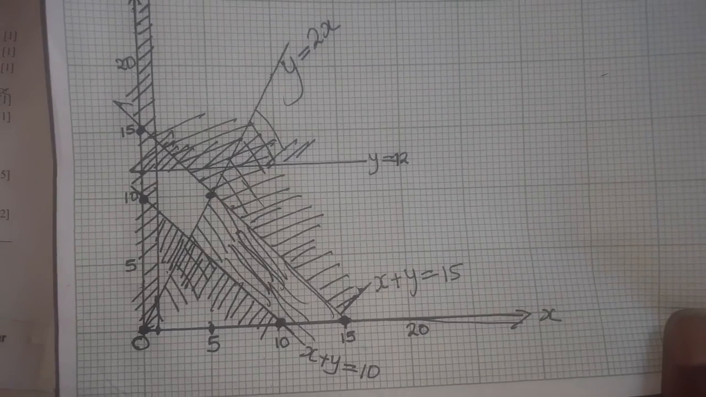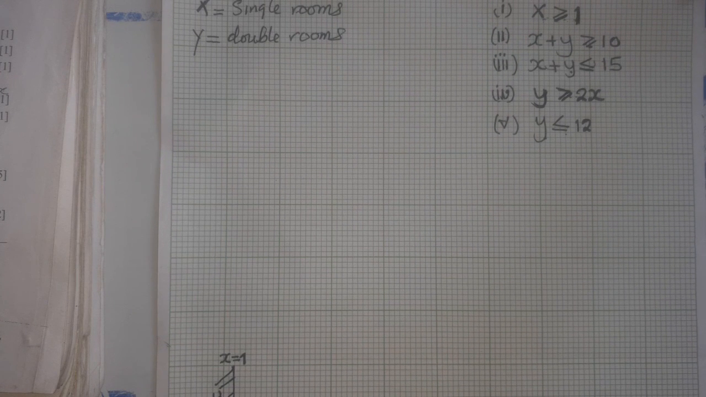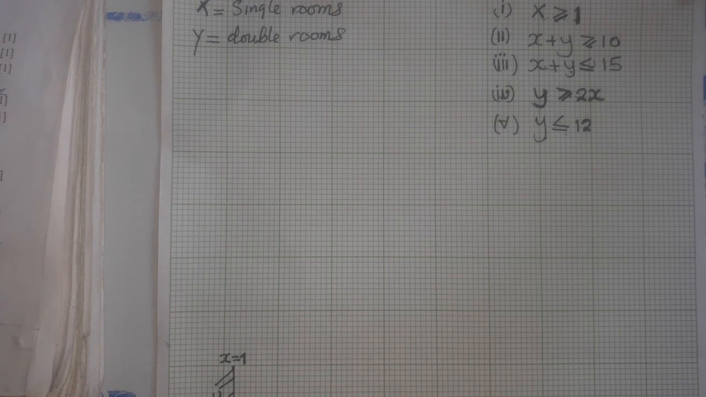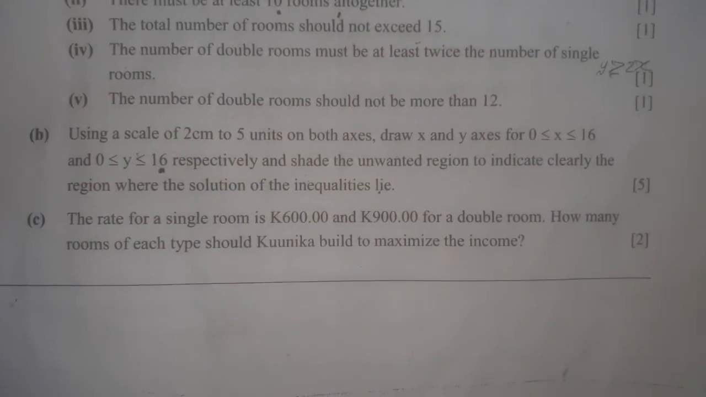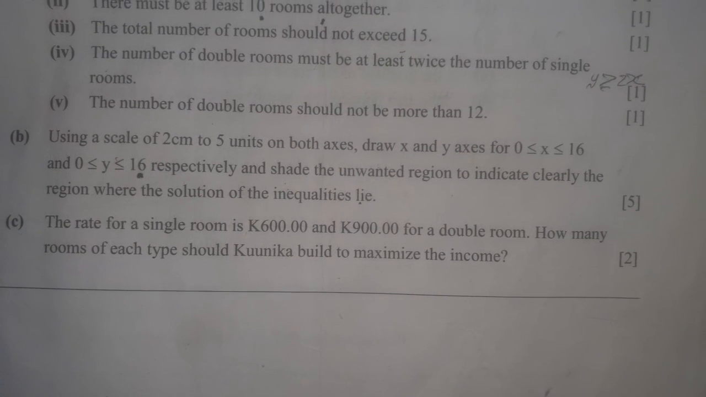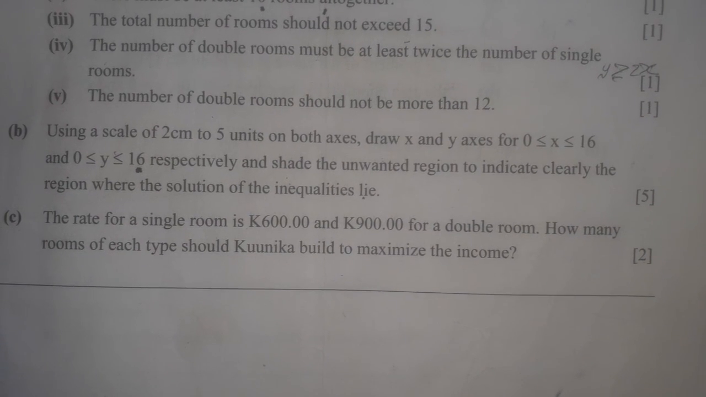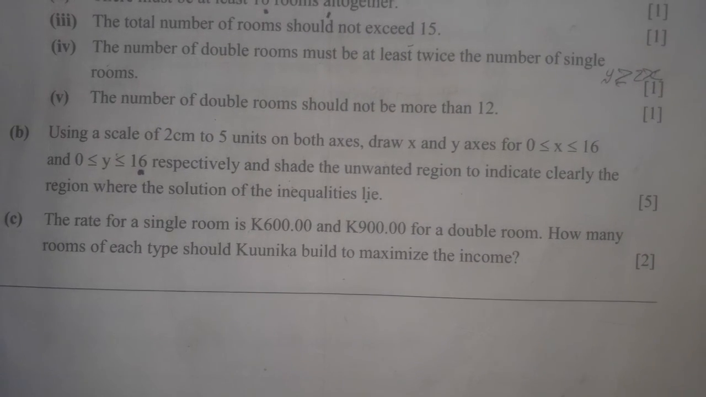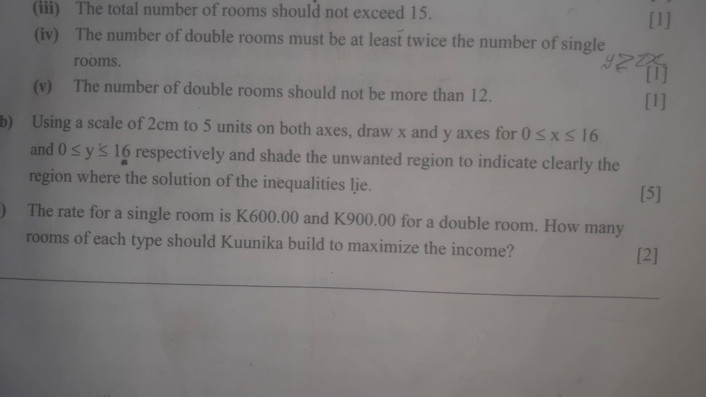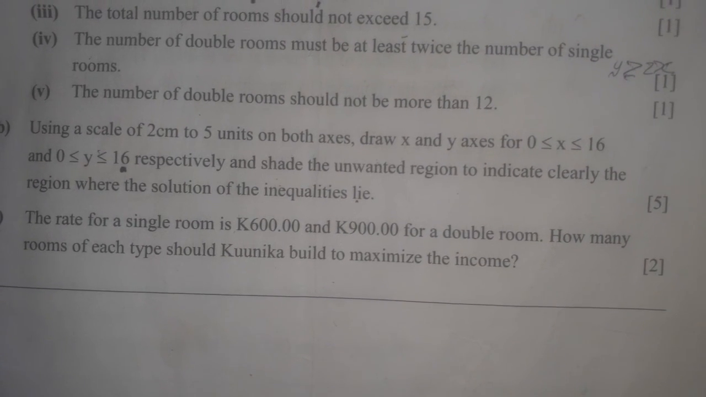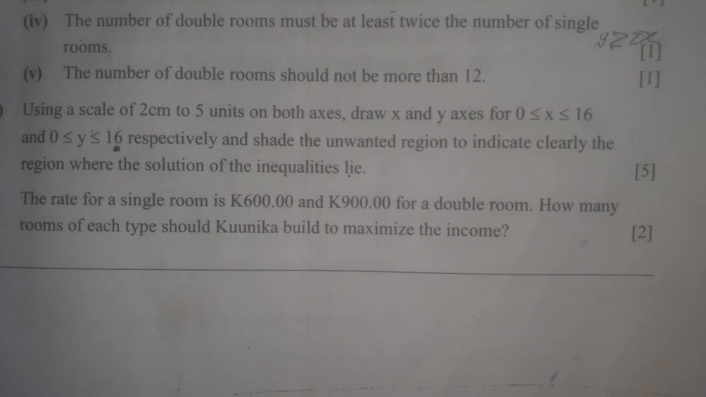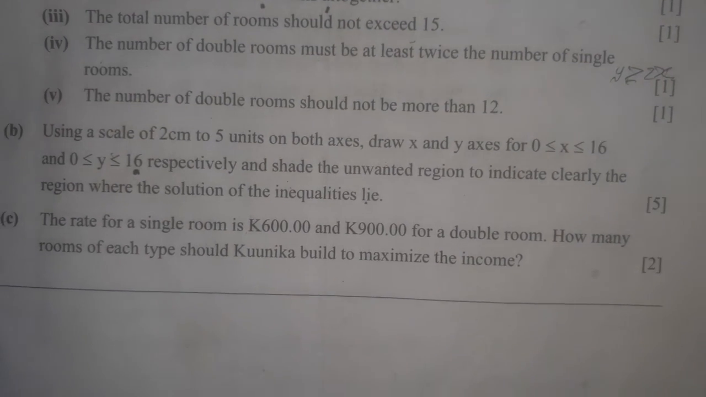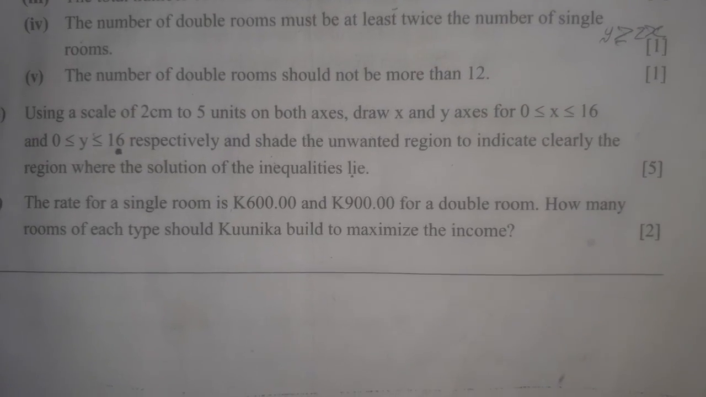Okay? So let's proceed. Go back to the question. The last question now says the rate for each single room is 600 kwacha and 900 kwacha for a double room. How many rooms of each type should Kunika build to maximize the income? Okay? Are we together? I hope you are getting the question.